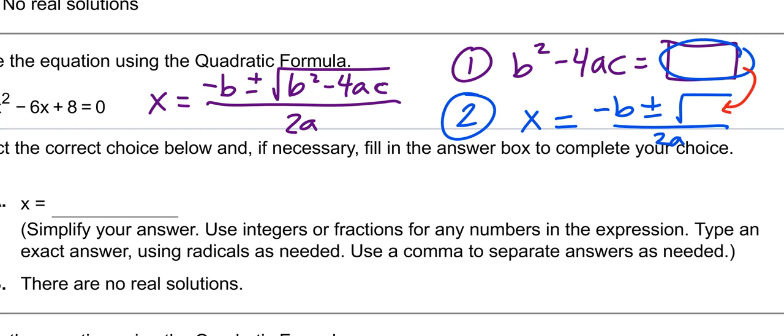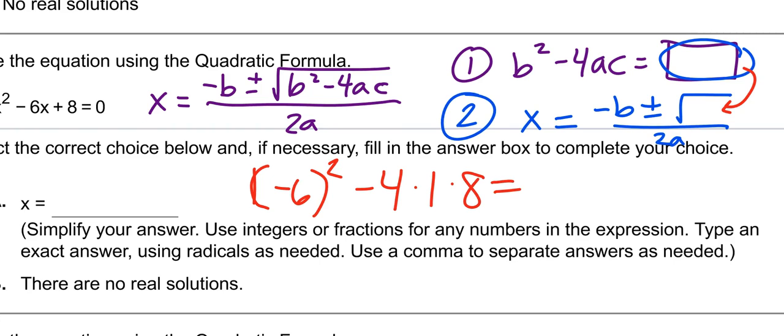Alright, so let's do this. Step number 1, b squared, which would be negative 6 squared minus 4 times 1 times 8. So that's step number 1. It's a part of my discriminant, right? This part under the radical has the 4 in it automatically.